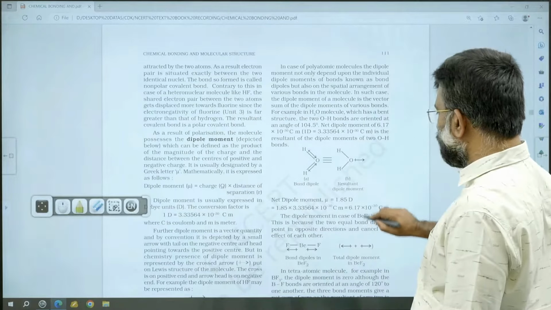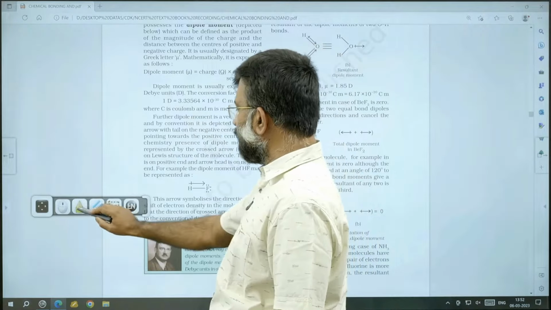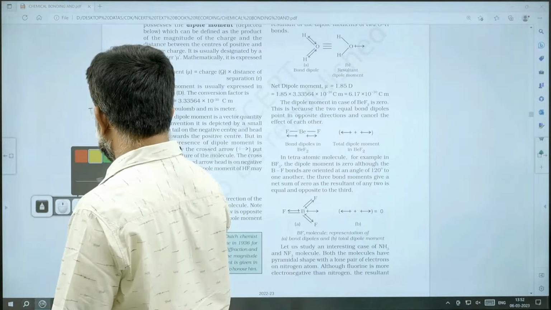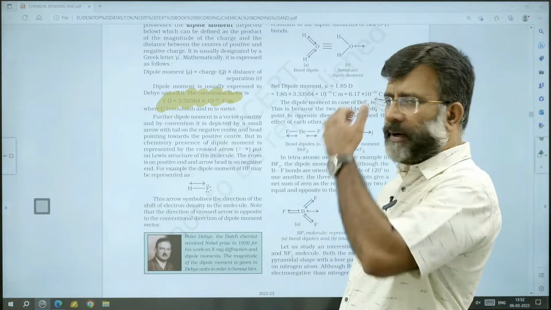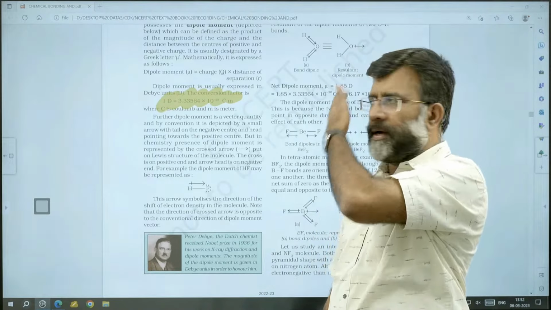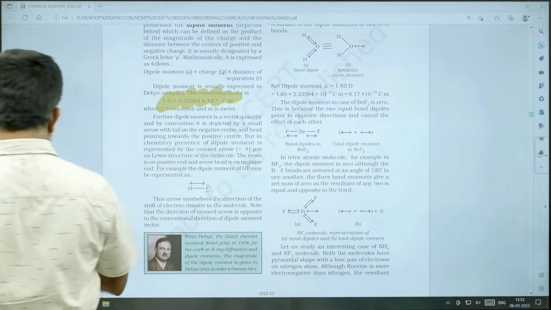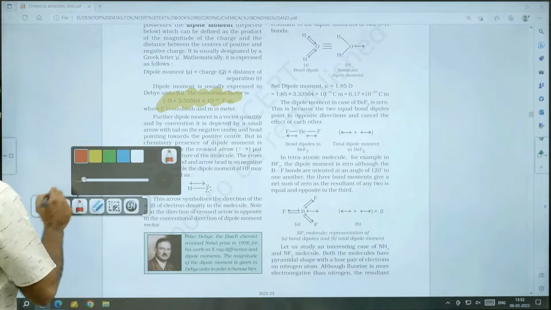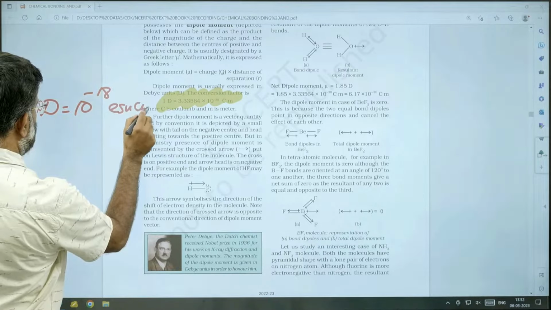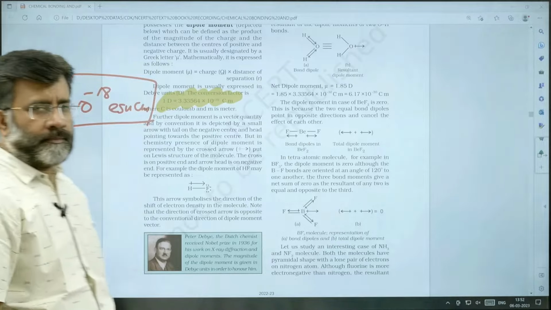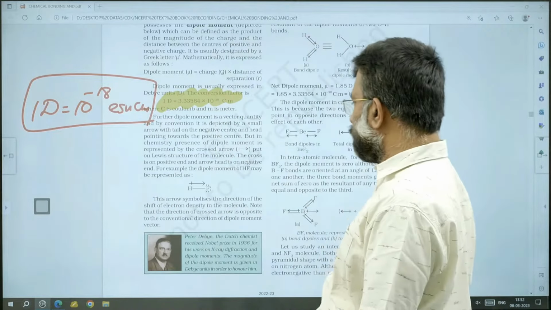That we can very well find over here. This is the dipole moment, charge into distance of separation. It can be expressed in Debye units. 1 Debye is equal to 3.3 into 10 raised to minus 30 coulomb meter. Or in the CGS system, 1 Debye is equal to 10 power minus 18 ESU centimeter. So CGS system units also may be encountered in some problems. You be careful doing that.